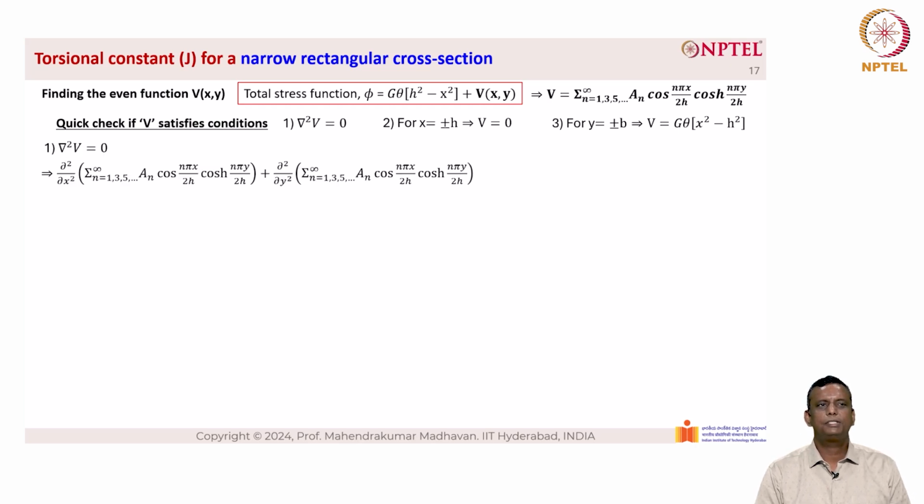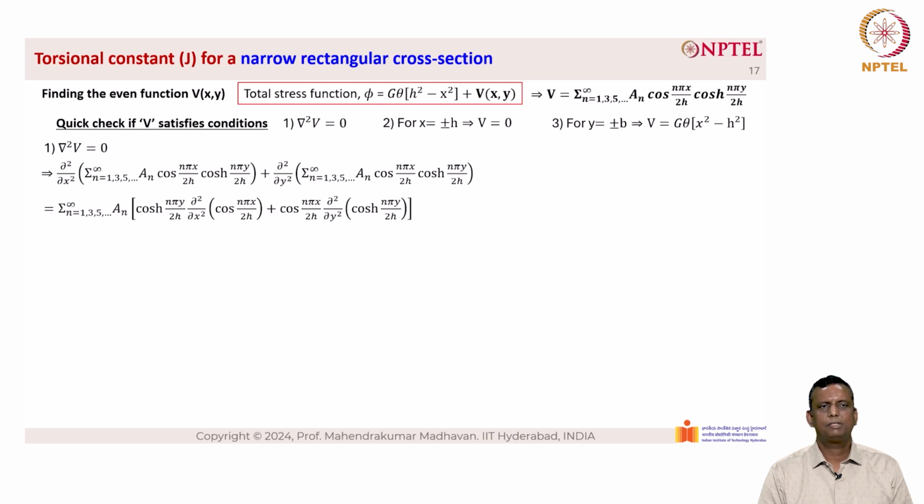When we double differentiate with respect to x, which is a partial derivative, we can see that the first term contains cos(n pi x by 2h) and the second term contains cosh(n pi y by 2h). These are the two terms that will get differentiated due to partial differentiation. When we double differentiate with respect to x, cos becomes minus sign, and one more time when we differentiate it, we get a negative term. And when the negative term is added to the next term here, it becomes 0. So we have del square v equal to 0.